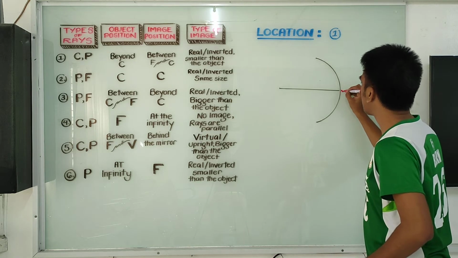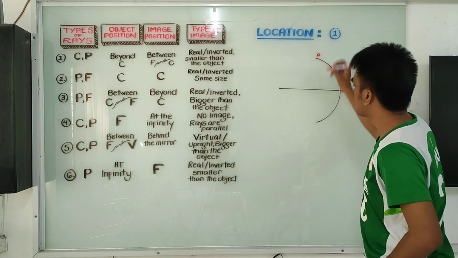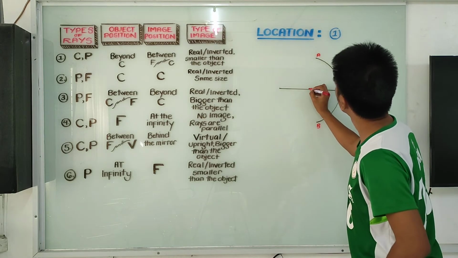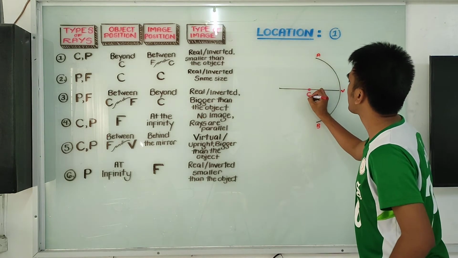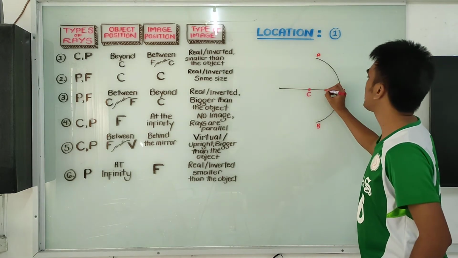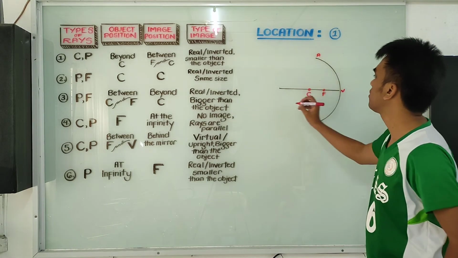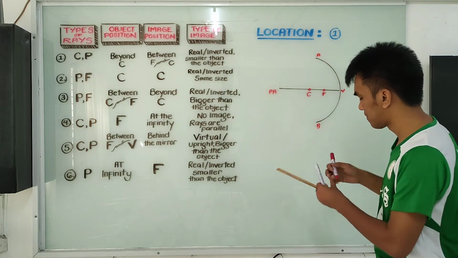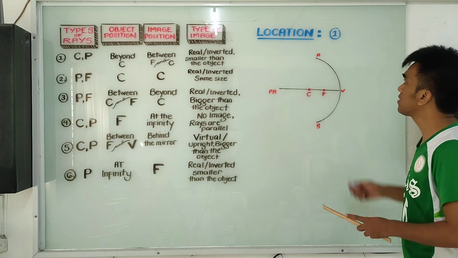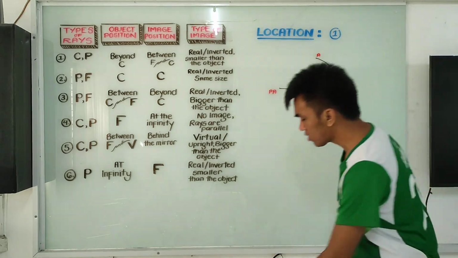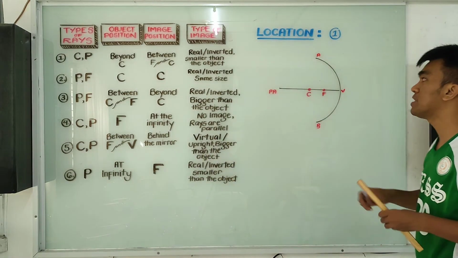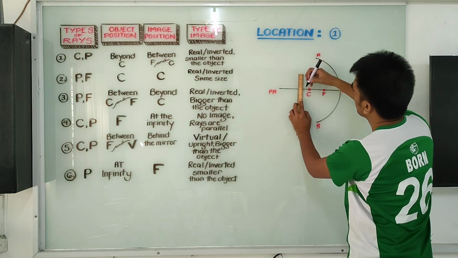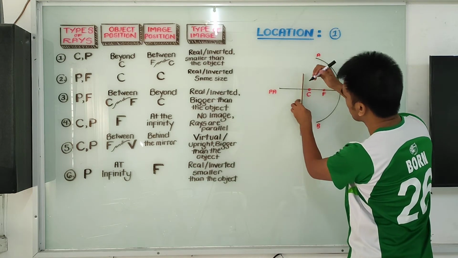So this one is the vertex, the width of the mirror or the aperture, the center of curvature, and the focus. And we also need to include the principal axis. That's the line. So the first location is, the position of the object is beyond C. Beyond C. So we have to illustrate it here.